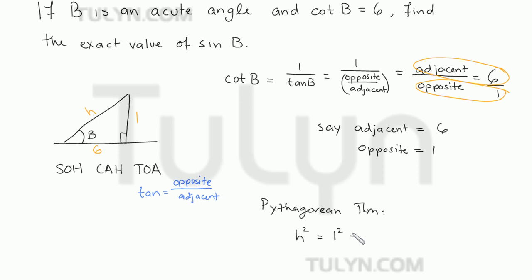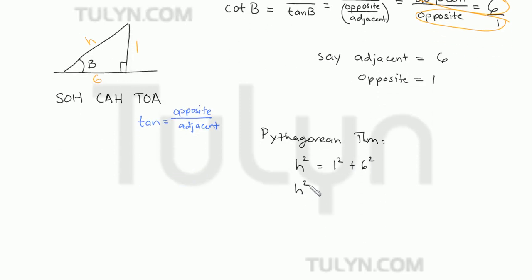So 1 squared plus 6 squared. So h squared is equal to 1 plus 36, which is 37, and then h is equal to plus or minus the square root of 37. But since we're talking about distances here, we don't actually need to consider that minus at all. So our hypotenuse is now square root of 37.